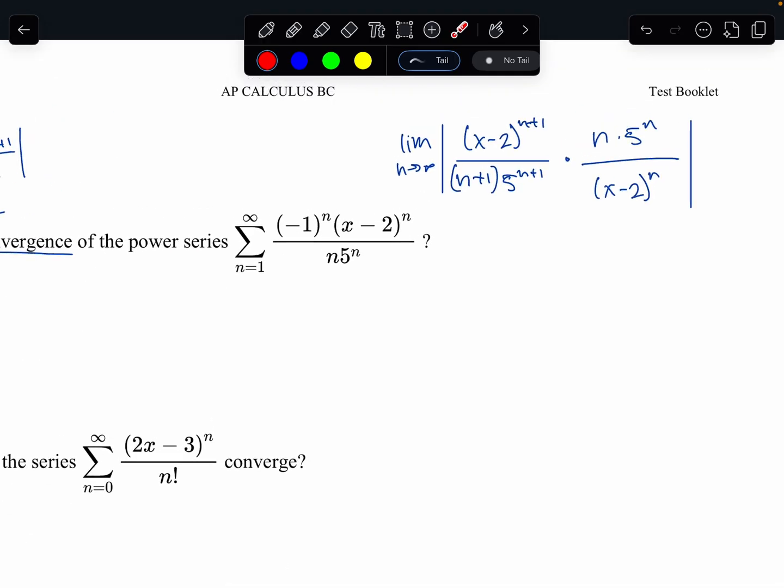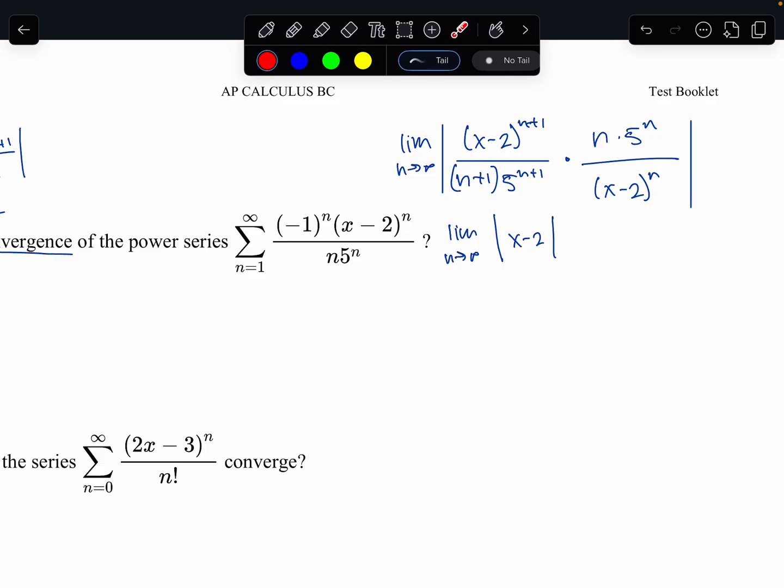Simplifying isn't too bad. You just have to know how to simplify exponents. You need your exponent properties. So x minus 2 and x minus 2, those can simplify. How do they simplify? Because they have the same base of x minus 2 and it's a quotient, you can subtract the powers. So n plus 1 minus n, well, that would just be 1. So when I simplify this, I'll just have the absolute value of x minus 2 to the first power, because the n's canceled.